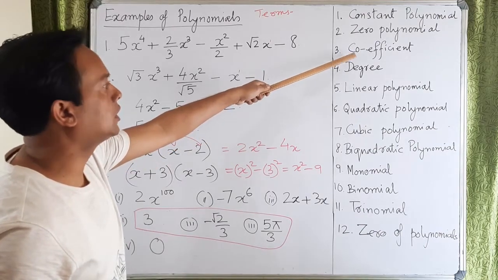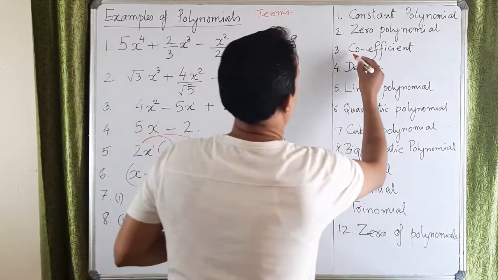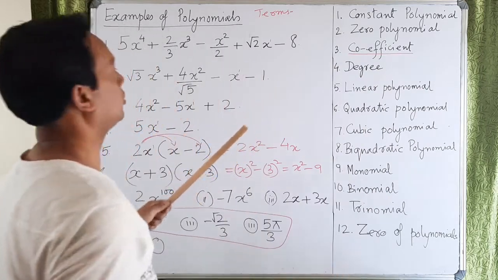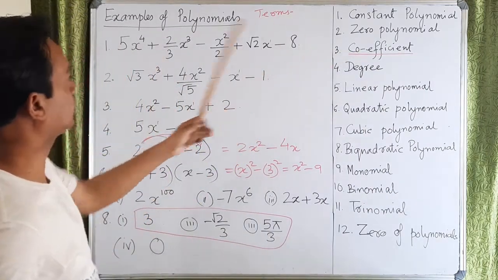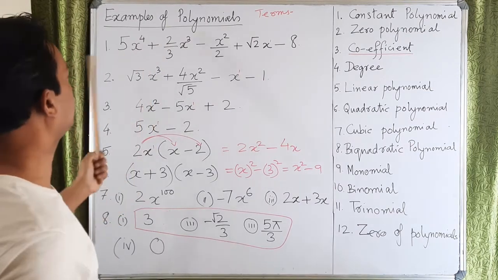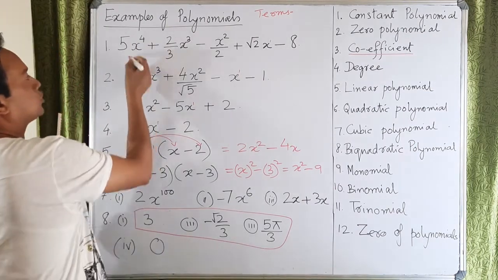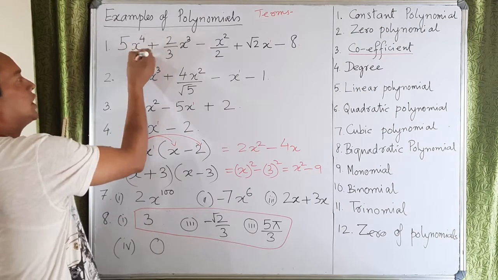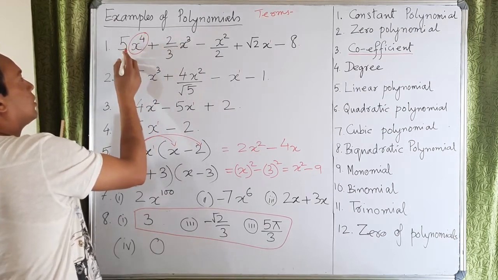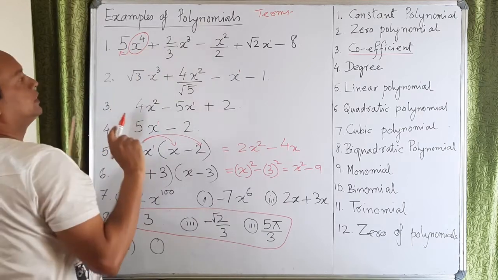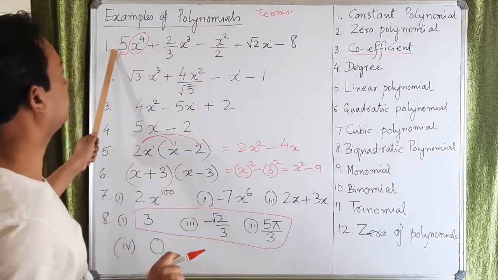Now, let's try to understand the word coefficient. This is again a very common term used in polynomials. Suppose in this question, if I ask you, what is the coefficient of x to the power 4? So here, x to the power 4 is here. What is the coefficient, if you're asked? So you do like this, x to the power 4. What is the number in front? That is called the coefficient. So 5 is the coefficient.